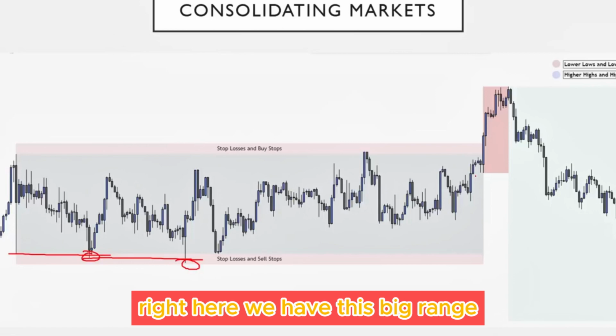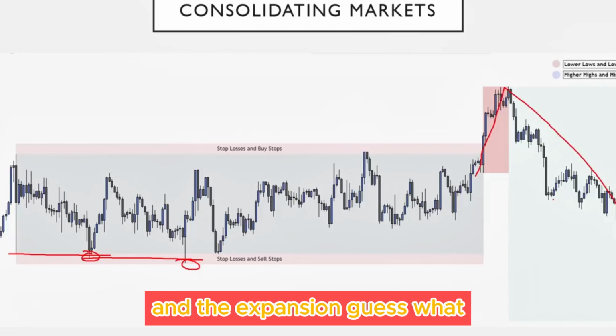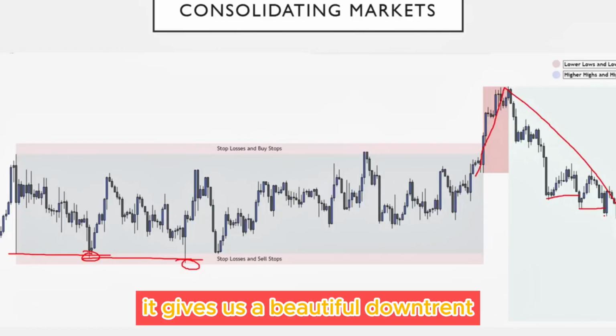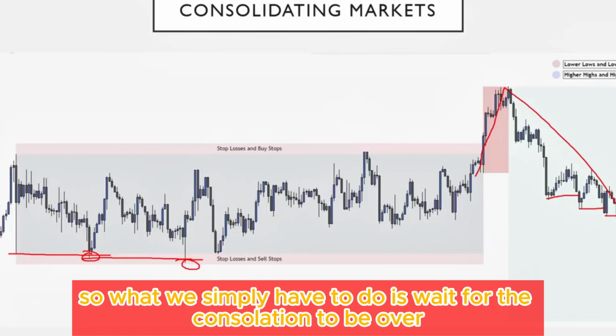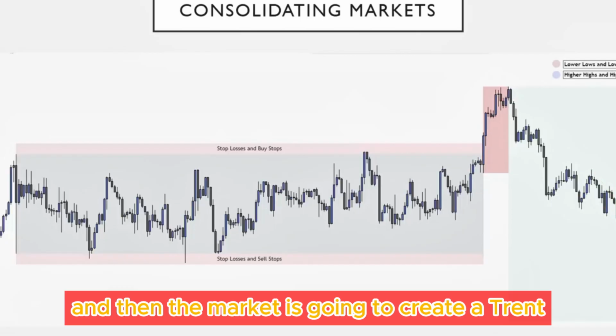Here we have this big range. The market makes a massive move up, and then look at the expansion lower, right? And the expansion, guess what? It gives us a beautiful downtrend. So what we simply have to do is wait for the consolidation to be over, wait for the orders to be taken, and then the market is going to create a trend.